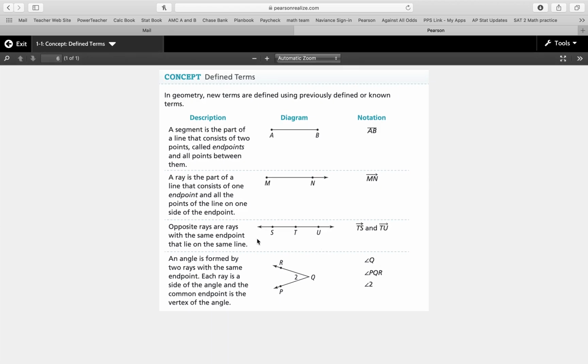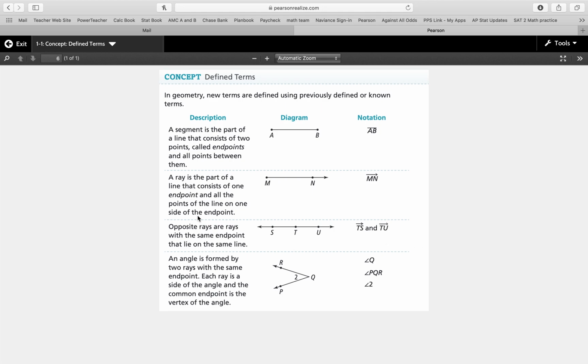Here we have opposite rays, which are rays with the same endpoint on the same line. So this could be line SU. It could be line ST. But we're talking about the ray itself. The ray is TS going towards S, or it could be TU going towards U, and they are opposite rays going in opposite directions with the same endpoint, and therefore they're on the same line.